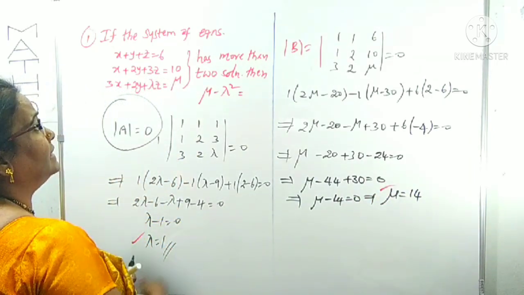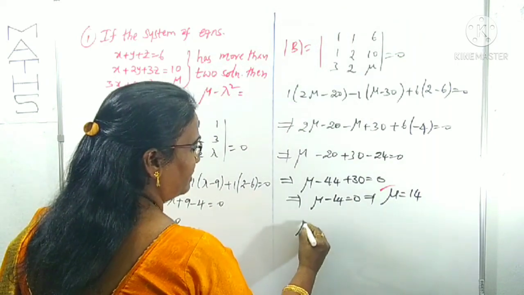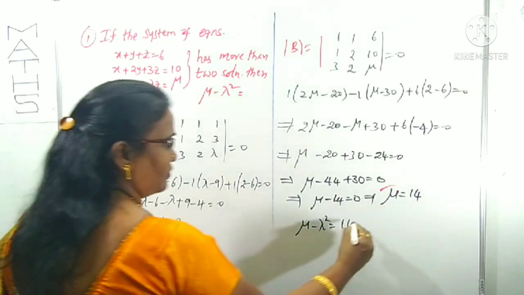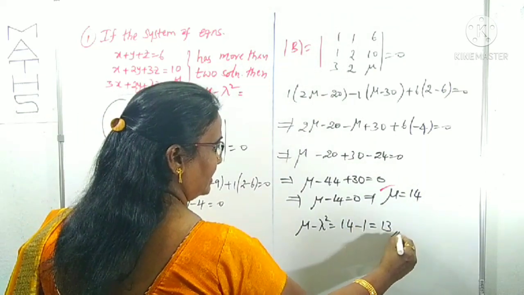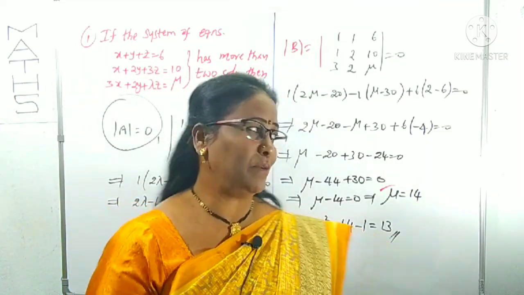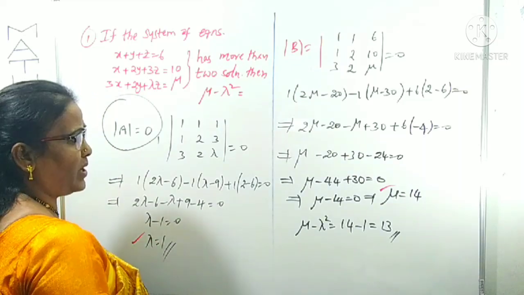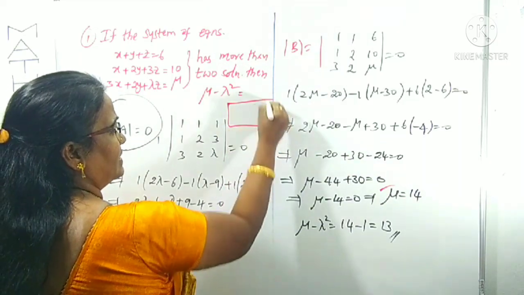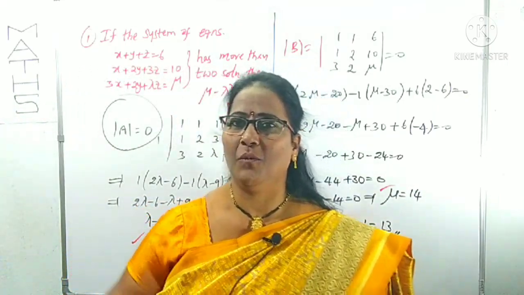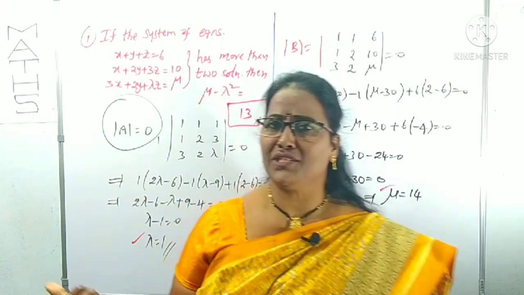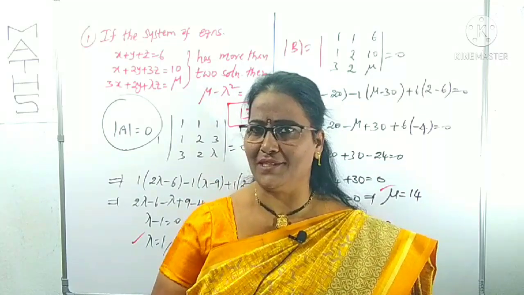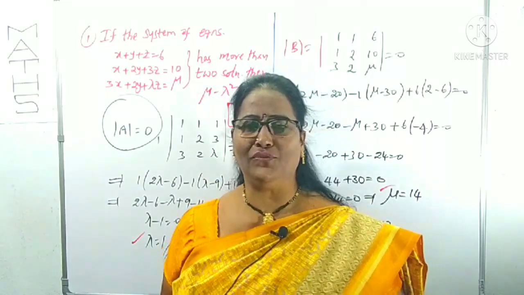What do you want? Mu minus lambda square. Therefore, mu minus lambda square is 14 minus lambda square, 1 square is 1 only. 14 minus 1 is 13. This is our required result. Mu minus lambda square is 13. That is the answer. This is a numerical valued based question. Clear? What did I use here? It is clearly a non-homogeneous system. I used the infinitely many solutions conditions. Clear? Now we can look forward to some more questions.